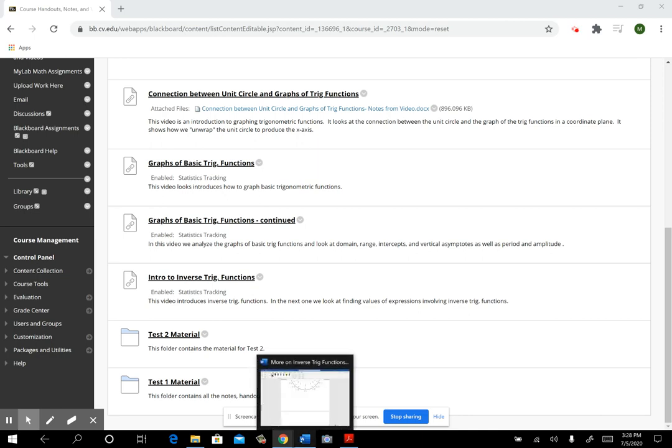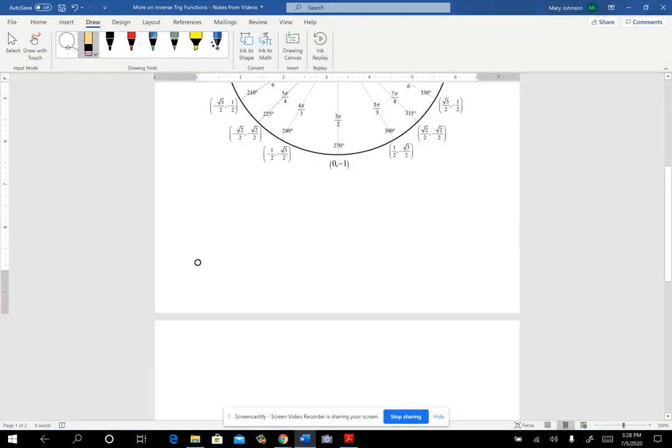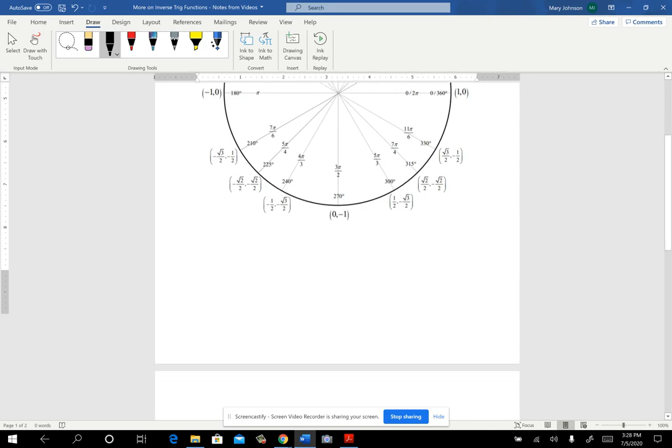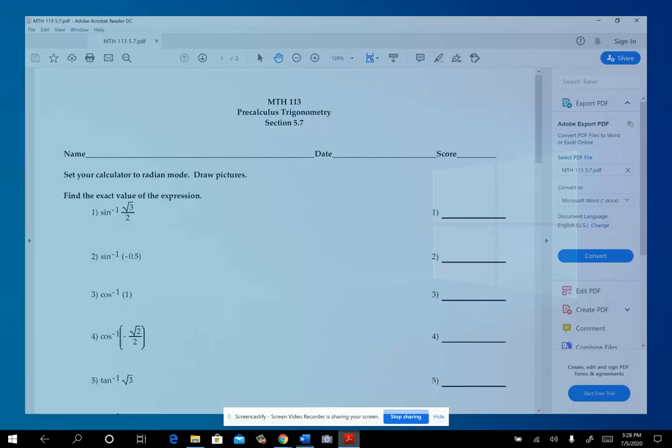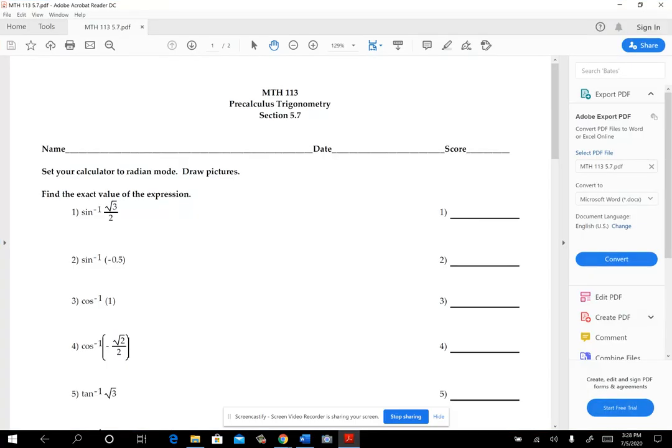So in this video, I'm going to be looking at problems that involve inverse trig functions. You're going to need two things, have these two things handy. One of them is going to be the unit circle, a completed unit circle. And the other thing you're going to want to have is the worksheet, section 5.7. If you can print it, that'd be great. Otherwise, you're going to need to write down these problems on paper and work them out with me, okay?